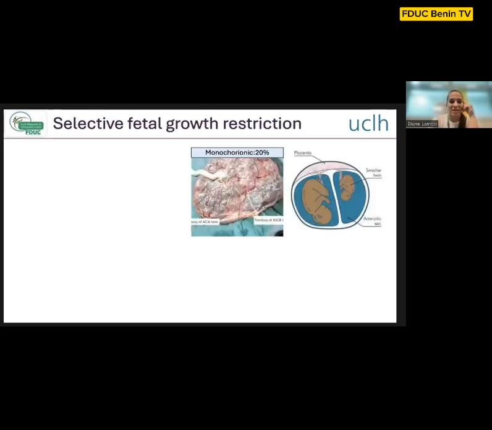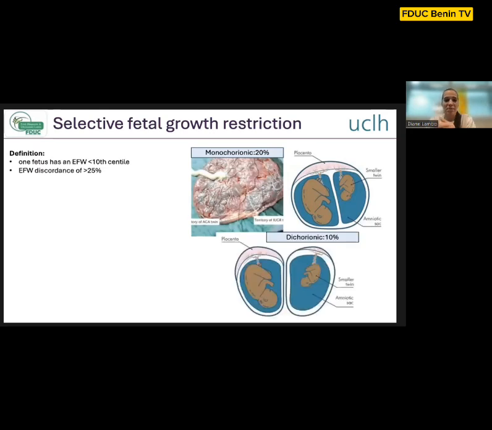So starting with selective growth restriction. The most commonly used definition for selective growth restriction is when one fetus has an estimated fetal weight below the 10th centile. Many clinicians require the addition of there being an intertwin estimated fetal weight discrepancy of greater than 25%. So that's one twin being less than the 10th centile. And in addition to that, you've got a discordancy between the two of 25% or more.